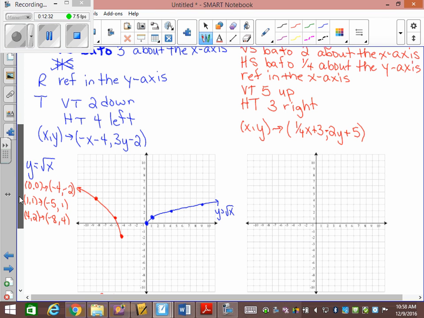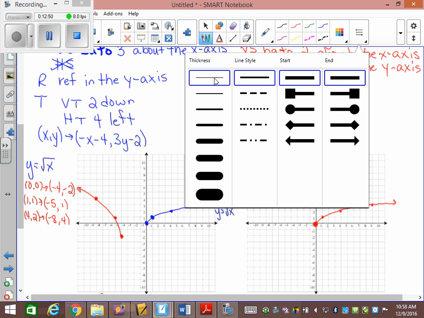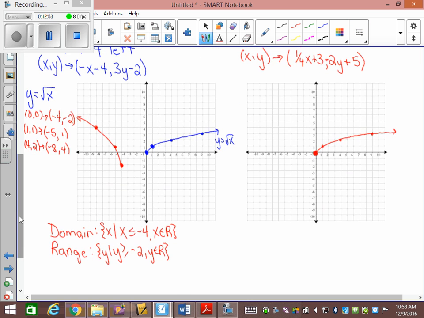Our original graph is at 0, 0, 1, 1, 4, 2, 9, 3. And that's the y equals square root function. So this is just going to move to 3 and 5. 0, 0 moves to 3 and 5 when you plug it in, because that's not going to affect it, nor is that. When you plug 1, 1 in, you're going to get a quarter plus 3. What's a quarter plus 3? 13 over 4?